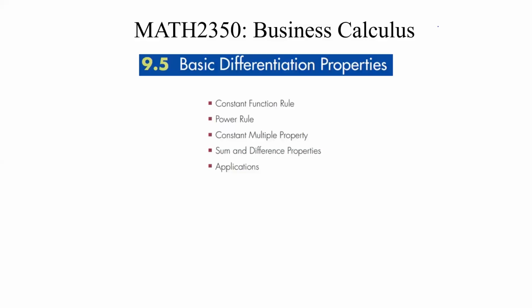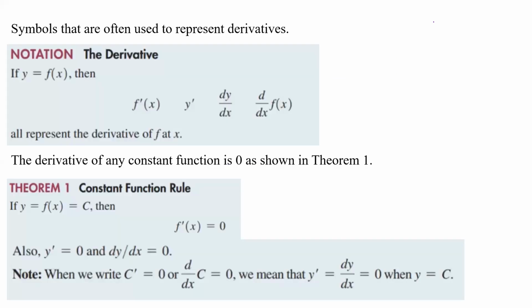All right, so here we're in section 9.5 on basic differentiation properties. So we're going to look at the constant function rule, the power rule, the constant multiple property, the sum and difference properties, and applications. So symbols that are often used to represent derivatives are as follows.